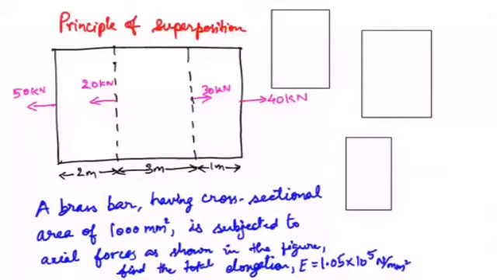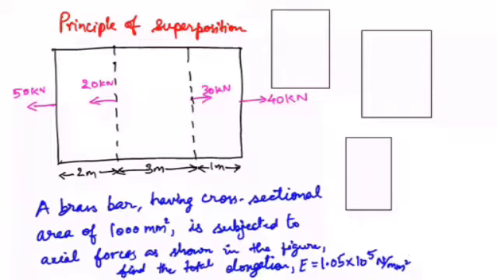Here we'll see this problem based on the principle of superposition. I can see a diagram here which is a brass bar having cross-sectional area of 1000 mm square subjected to axial forces. As you can see here, there are some axial forces, and we have to find the total elongation given the Young's modulus for this material is 1.05 into 10 power 5 Newton per mm square.